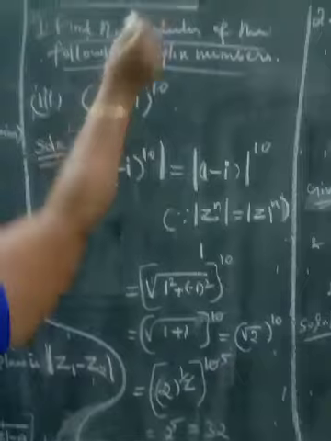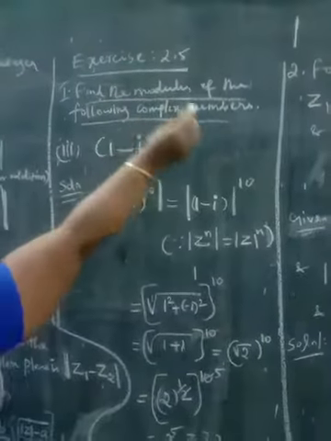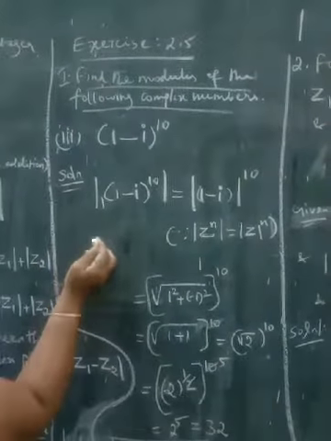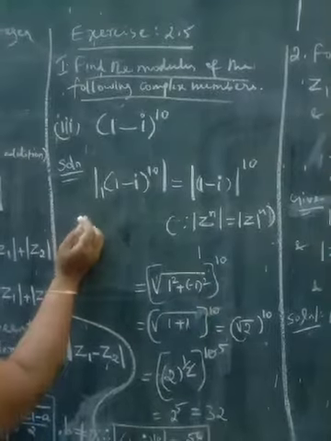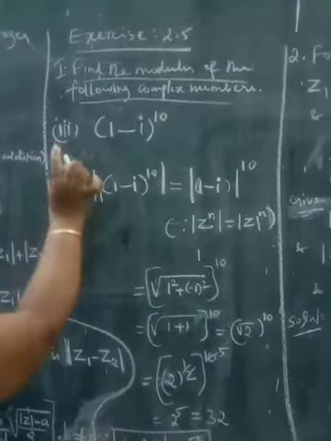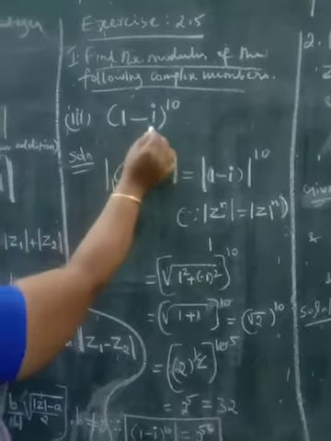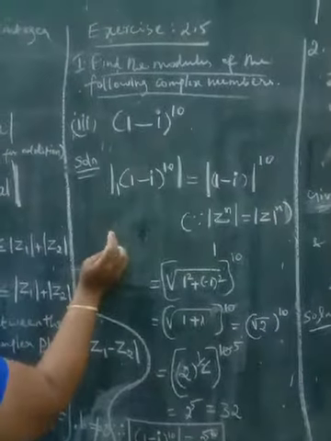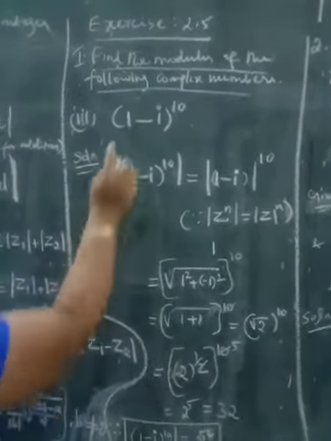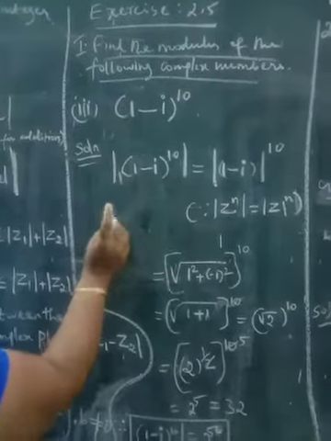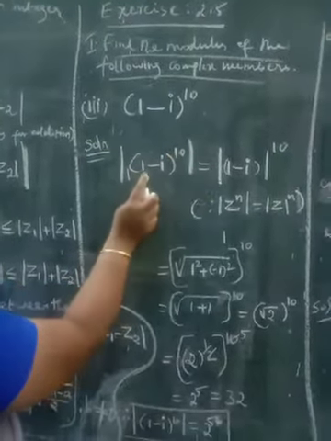Now, exercise 2.5. First one: find the modulus of the following complex numbers. Here 4 problems are given. I have taken the third problem. Just remember, problem 3 is homework. See, (1 minus i) the whole power 10. Find the modulus of this. So we are going to find the modulus.